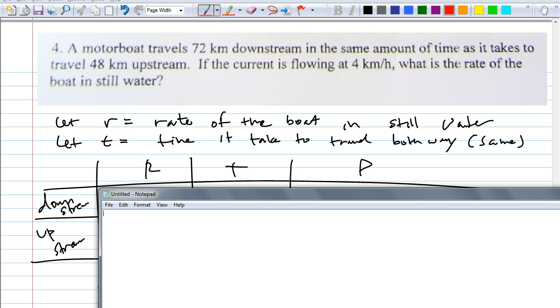No one knows how to do it? If the rate of the boat is still, yeah, Gemma? 72 divided by T. I'm just kidding. Okay, we're calling R the rate of the boat. If R is the rate of the boat, and we know the current is 4 kilometers an hour, what would be the rate for going downstream? If the rate of the boat in still water is R, and the rate of the current is 4, how fast are you going downstream?